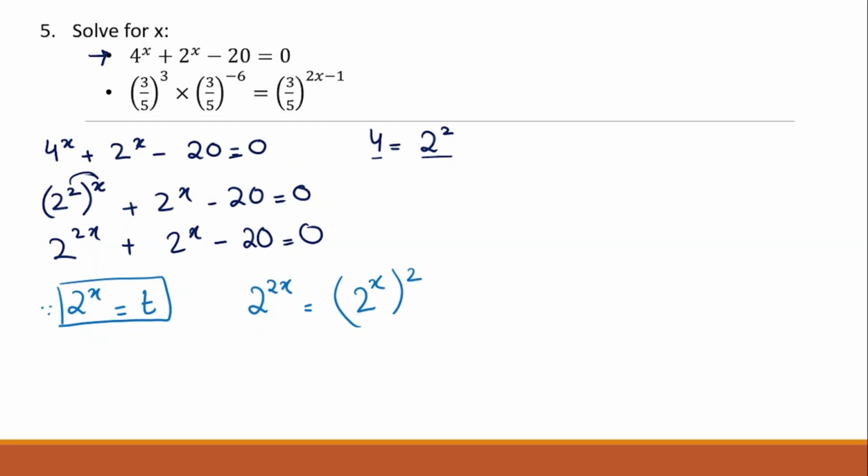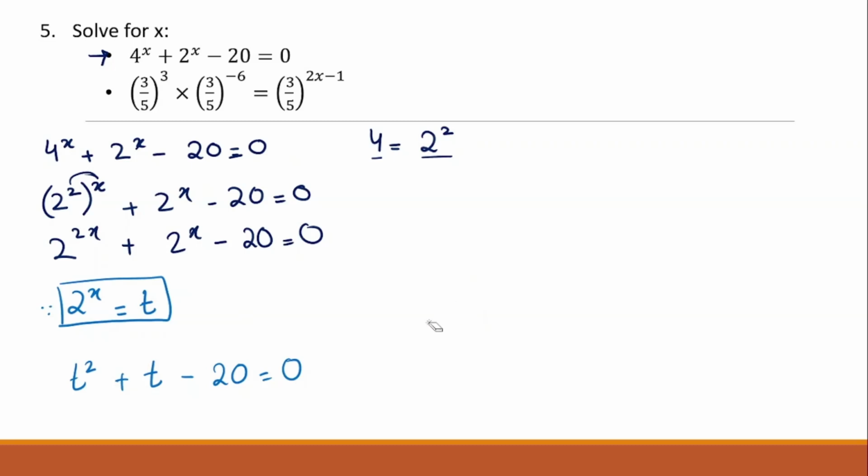So we have substituted 2 to the power x equals to t, right? So I can write t, and there is a whole square. I have just replaced 2 to the power x by t, so t square. So here, instead of writing 2 to the power 2x, I can write t square. And similarly for 2 to the power x, we have t, so we can write t minus 20 equals to 0.